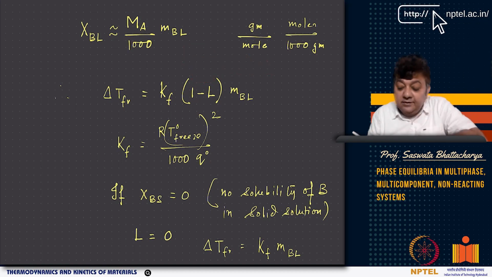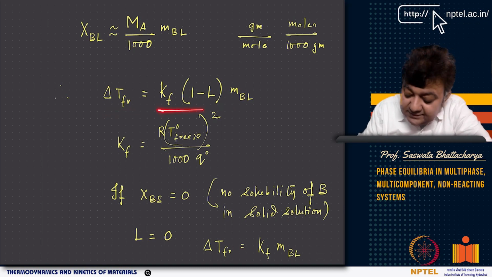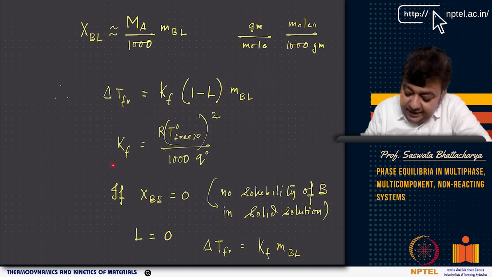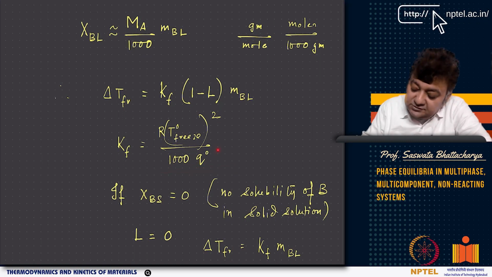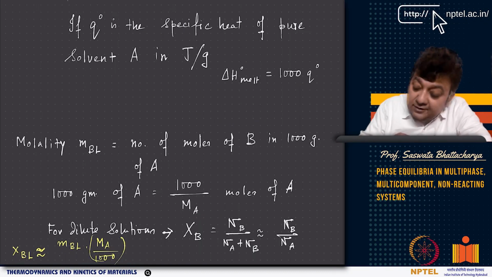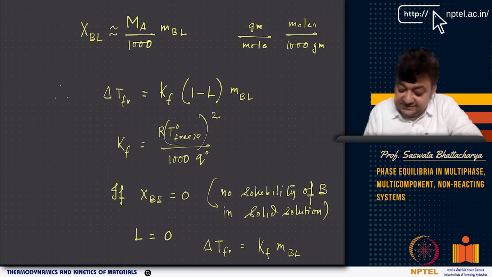Right? So if that is so, we can write this, just as a convenience, so delta T_FR can be written with this in terms of molality, right? And where Kf is R T0 freeze squared by 1000 Q0. Q0 is the specific heat, right? So if we are not given the enthalpy of transformation but we are given the specific heat, that also suffices, right?